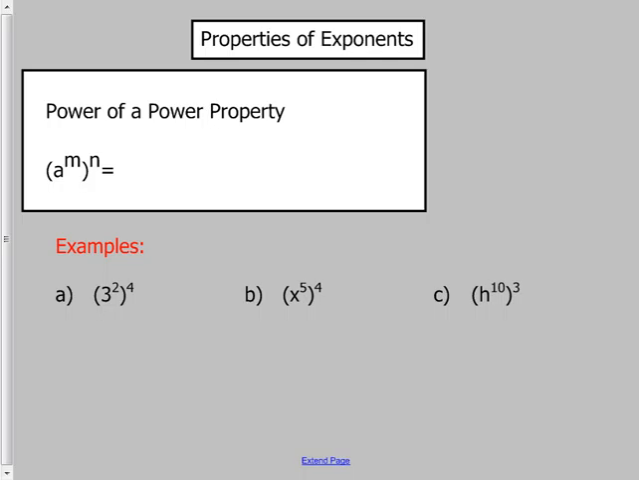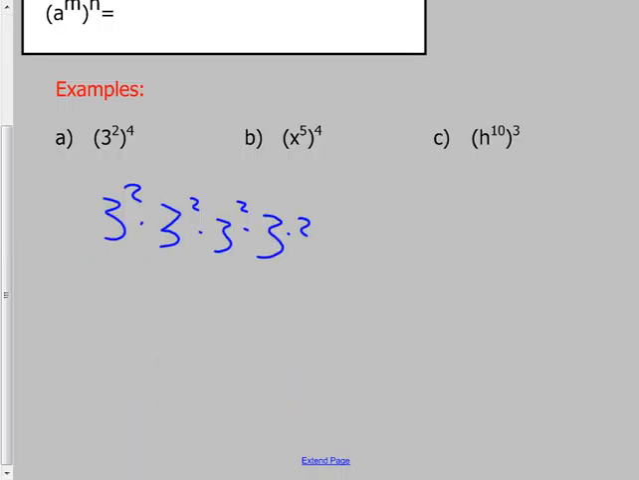All right. 3 to the second to the fourth means this: 3 to the second times itself 4 times. Do you have to write this out? No. I'm just trying to show you why the answer is, well, what does 3 to the second mean? 9. So it's really 9 times 9 times 9 times 9. Another way to think of it is that this is 3 to the that plus that plus that plus that.